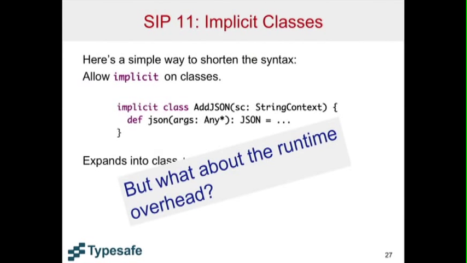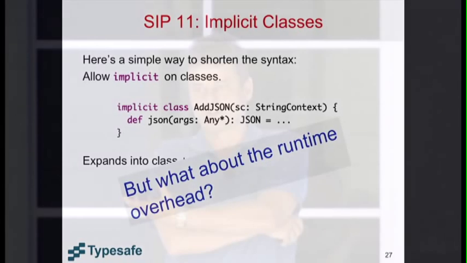But there's still another problem, and that is that we create a wrapper, right? A wrapper has a runtime overhead. We create a new object. And sometimes the JVM can optimize it, but not always. Whereas an extension method is a purely static method, it costs nothing. So the question is then, what about the runtime overhead? Isn't that a disadvantage? Of course it is, and we'd like to get rid of it.